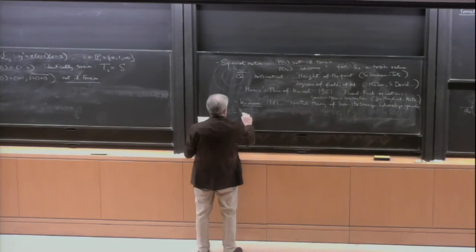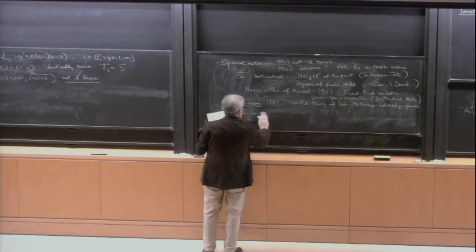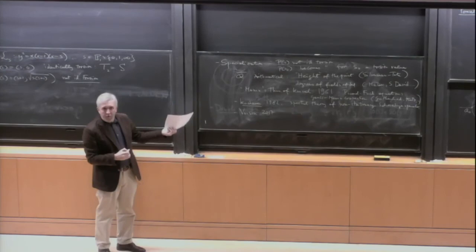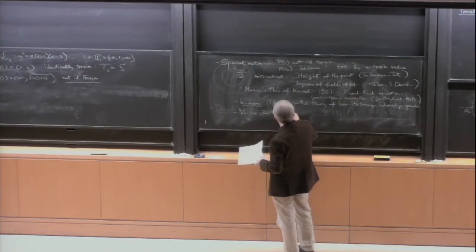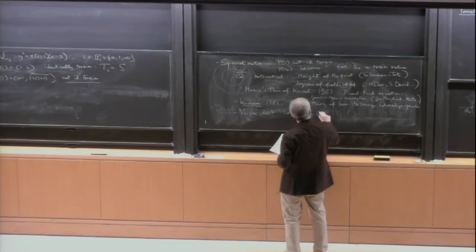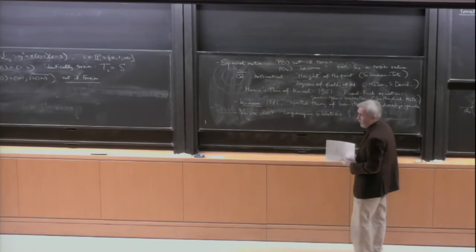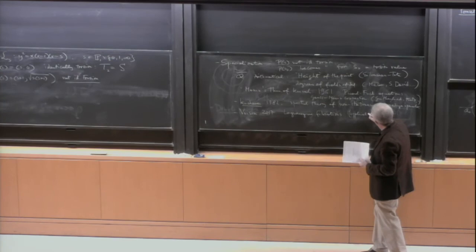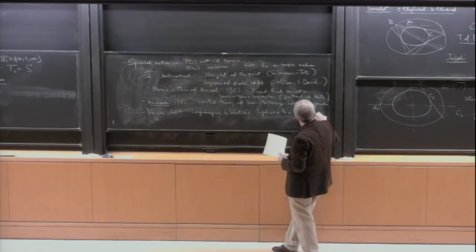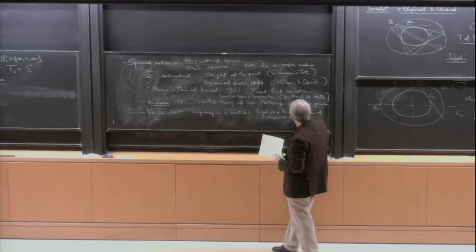More recently, Voisin was faced with the same problem, this time studying the so-called Lagrangian fibrations. And she has in mind an application to a conjecture of Beauville on Chow groups.